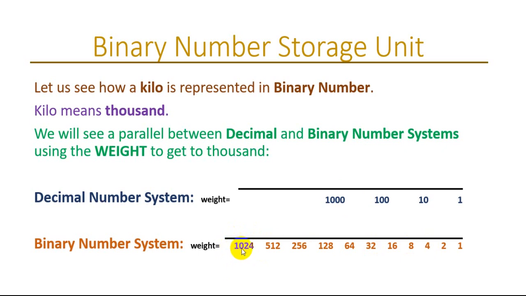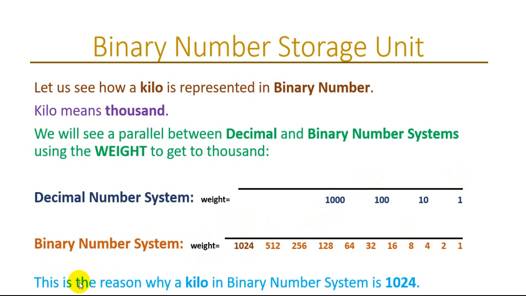So if you write the binary number 1024, you put 1 here and all the rest will be zeros, similar to 1000 here, 1 and the rest are zeros. So this 1 is not this 1000. It's not the normal 1000 we are used to. It's actually 1024. This is the reason why kilo in the binary number system is 1024 and not 1000. So remember that. It will be helpful in the next slide.